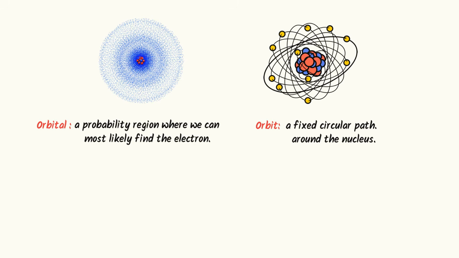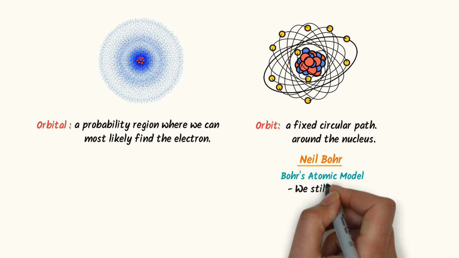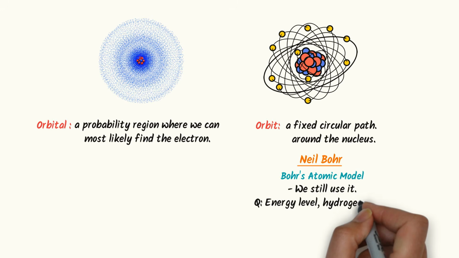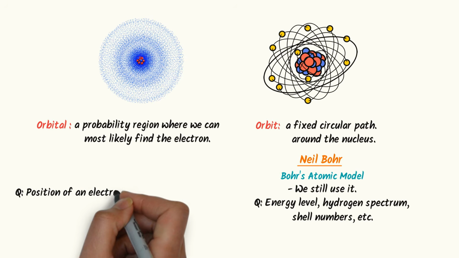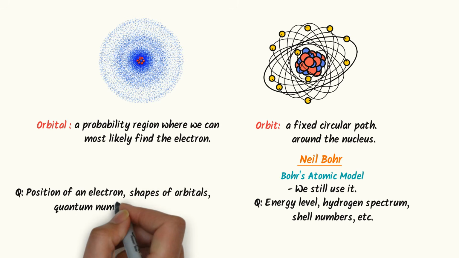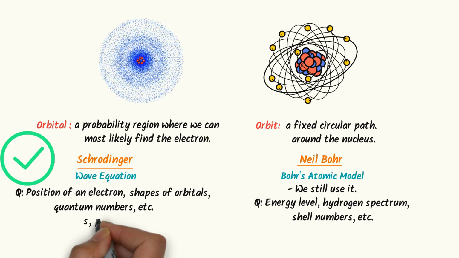Now this is the part that actually saves your mark. Bohr is still tested. We cannot ignore it. Any question about energy levels, hydrogen spectrum, or shell numbers, use Bohr's atomic model. That's where we use Bohr's atomic model. On the other hand, when the question is about the position of an electron, orbital shapes, or quantum numbers, we use Schrödinger's wave equation. That's where SPDF orbitals come from.